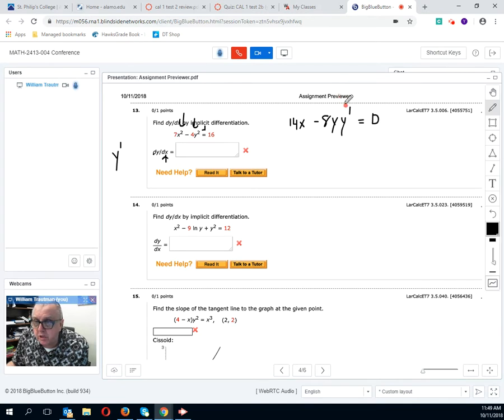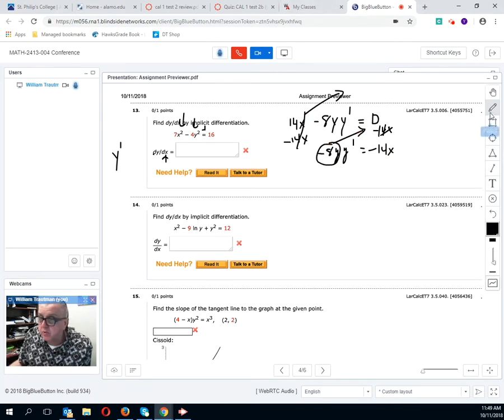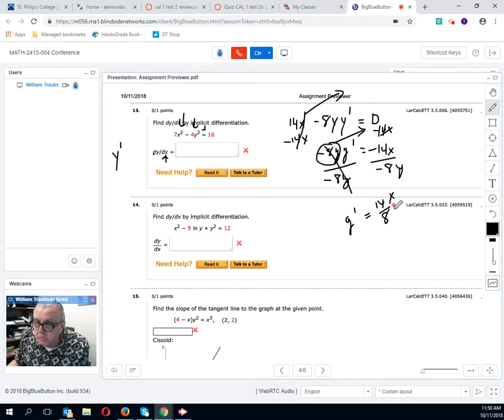We want to isolate all the y's on one side. I'm going to take this 14x to the other side, minus 14x on both sides. And I'm left with negative 8y, y prime equals negative 14x. I want to take this to the other side. It's multiplying times the y prime, so I'm going to divide. Divide this side by negative 8y, and divide this side by negative 8y. And I get y prime equals 14x over 8y. And you can reduce that if you want, 7x over 4y.